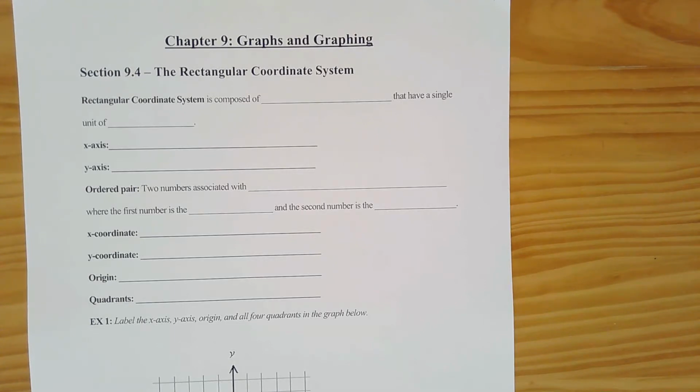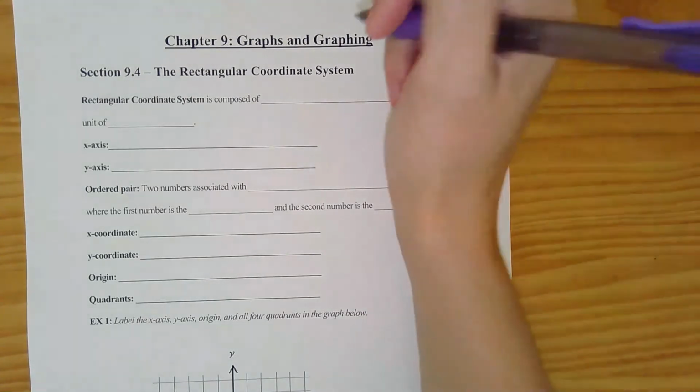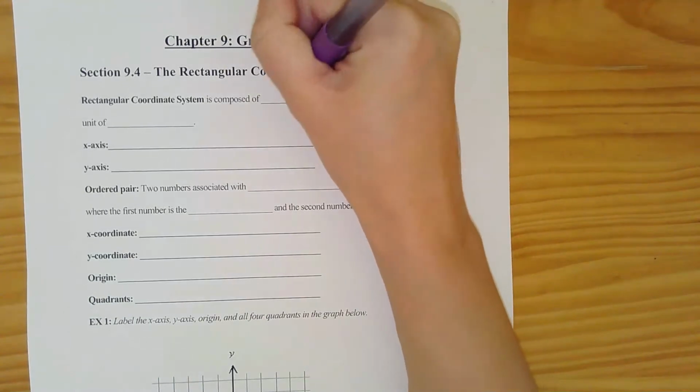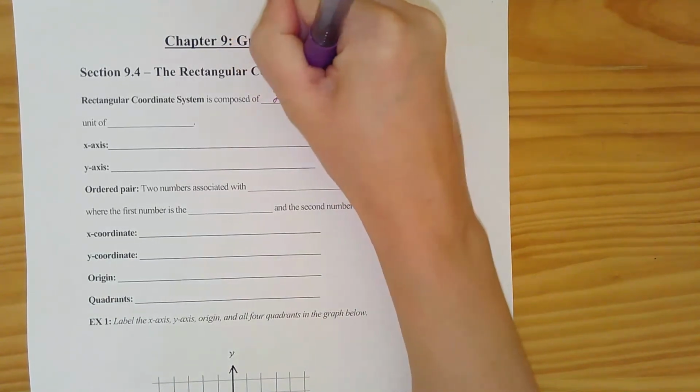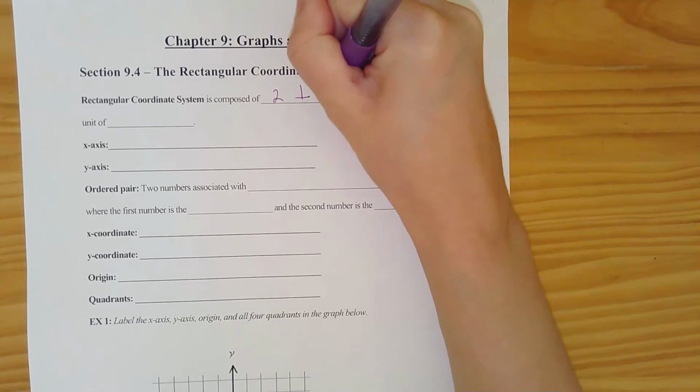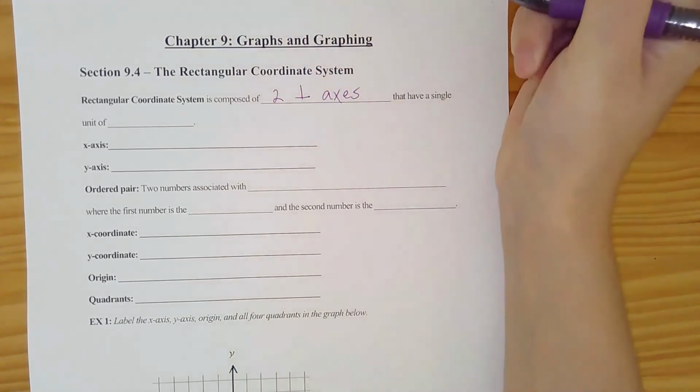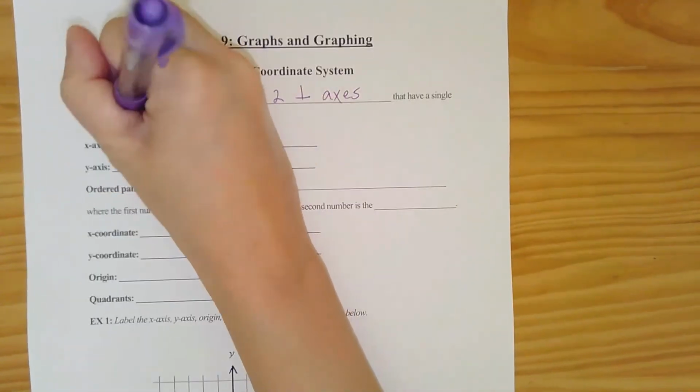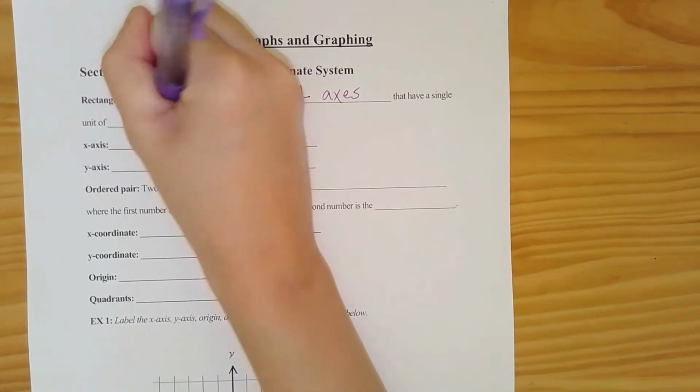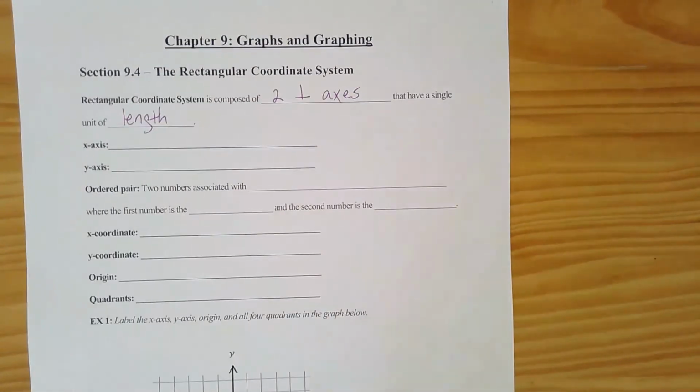with vocabulary. Okay, so first off, the rectangular coordinate system is composed of two perpendicular axes. So there's two. I'm going to make a little perpendicular symbol here, and there are two axes that have a single unit of length. So what I'm talking about here is that they don't jump around. We're not going from like 1 to 13 to 25. It's going by ones or it's going by twos. Okay? So it's going to have that single unit of length that's consistent.